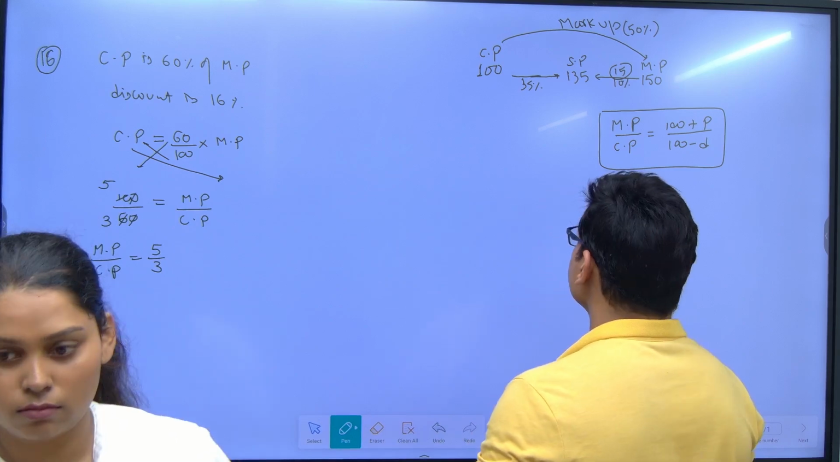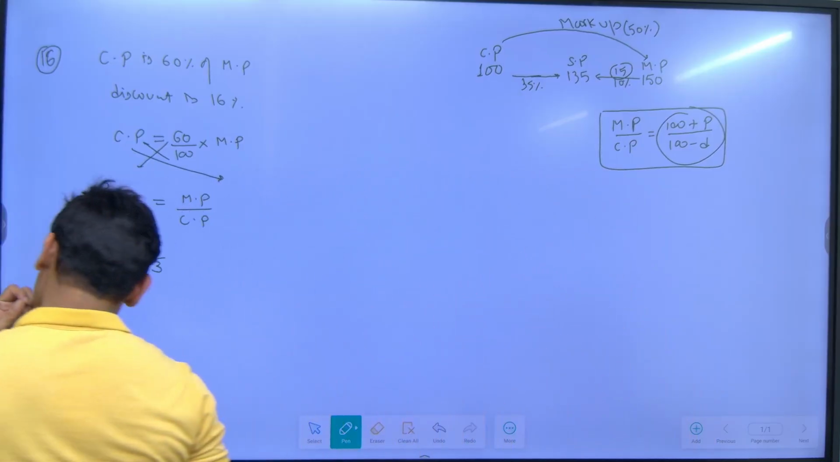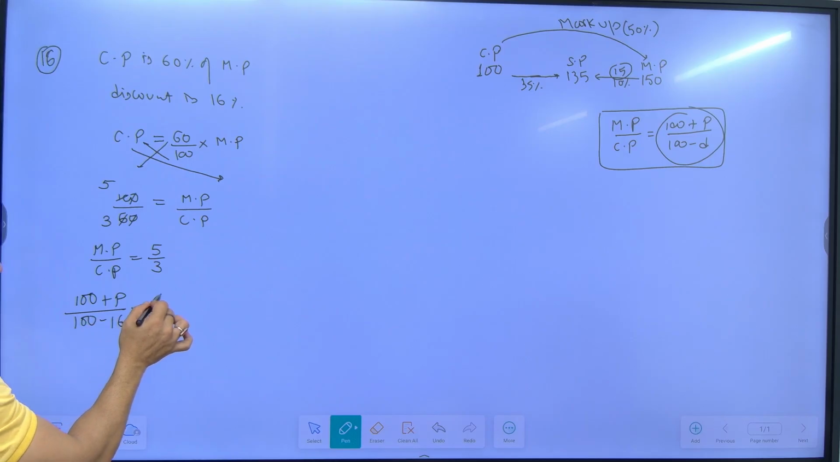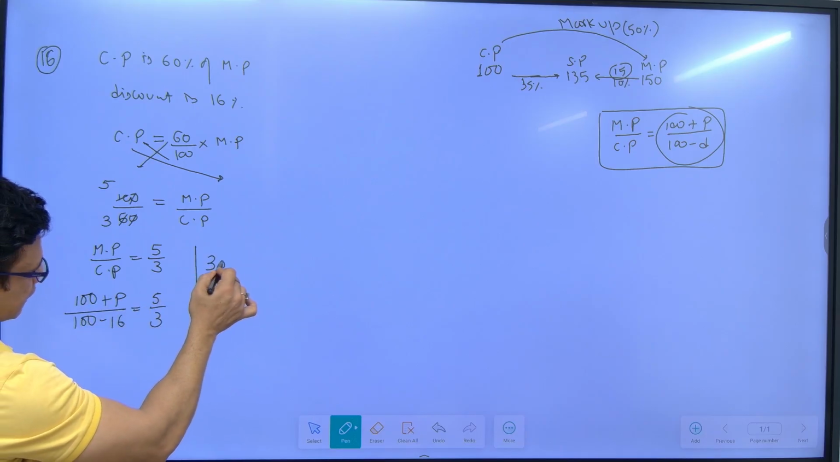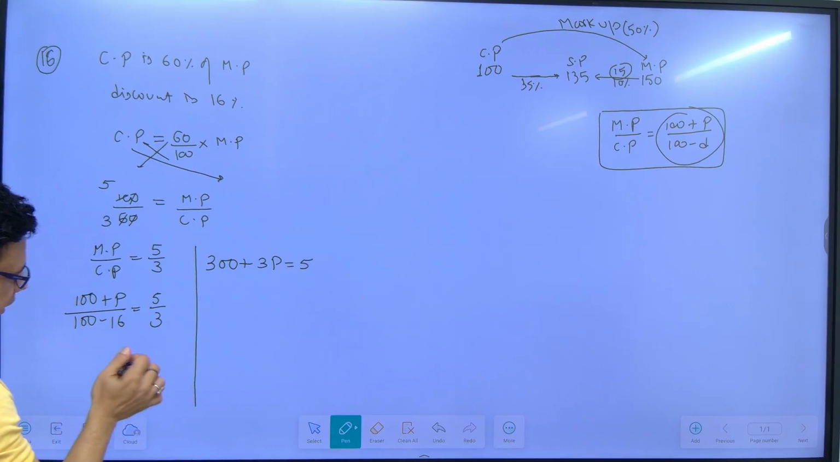Now what is MP by CP also equal to? 100 plus P divided by 100 minus 16. 100 plus P over 100 minus discount, which is 16, equals 5 by 3. You know cross multiplication? Cross multiply. This will go to the side, so it is 300 plus 3P is equal to 100 minus 16.